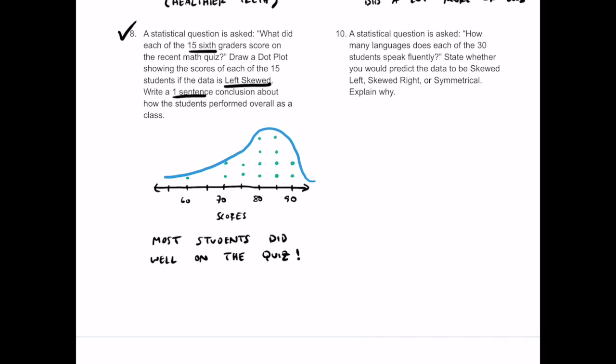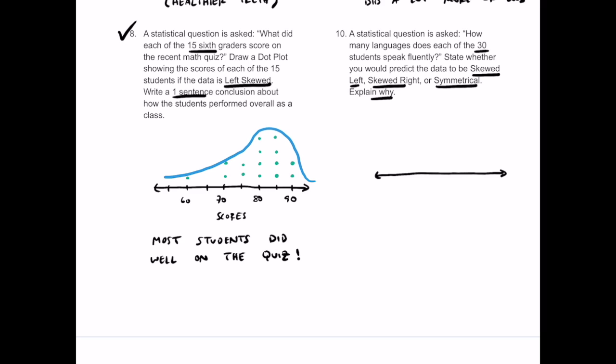A statistical question is asked, how many languages does each of the 30 students speak fluently? Okay, it's 30 students and speak fluently. State whether you would predict the data to be skewed left. We have to decide here, skewed left, skewed right, or symmetrical, and explain why. Okay, well, you don't have to draw anything. There's no direction that says that, but I'll draw a general idea here.